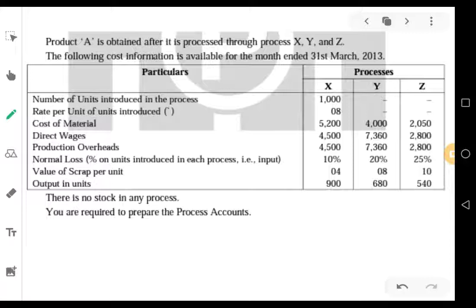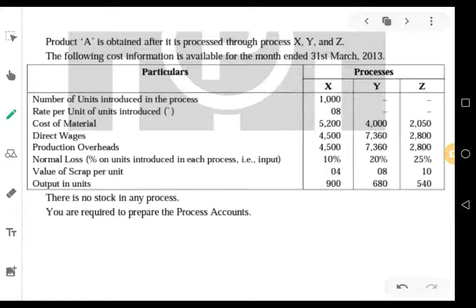We are going to work out a process costing problem in this video. It is a typical problem where you are just going to prepare the individual process ledger accounts and to value the abnormal loss or gain if any. Let's proceed into the problem.